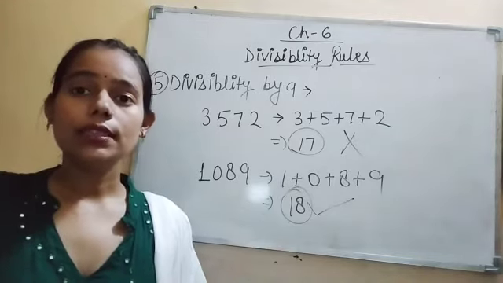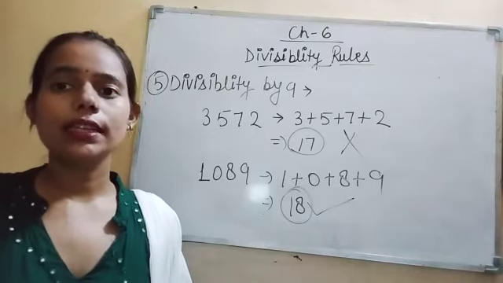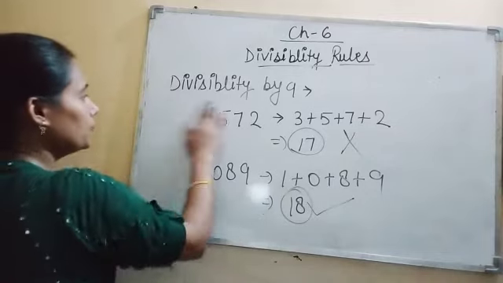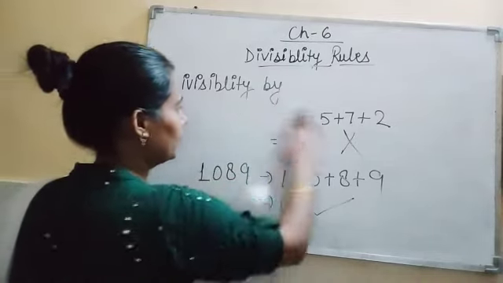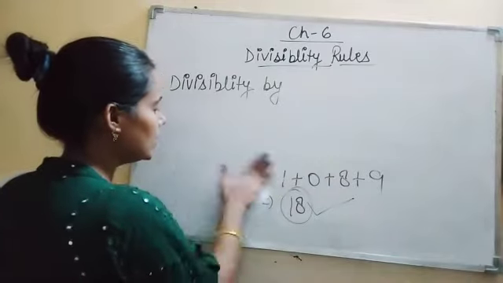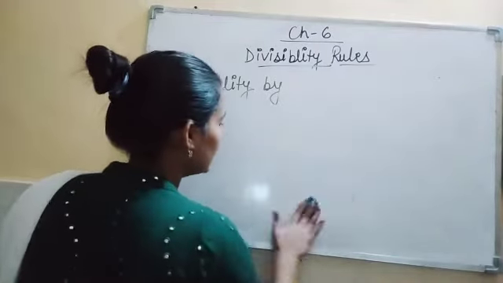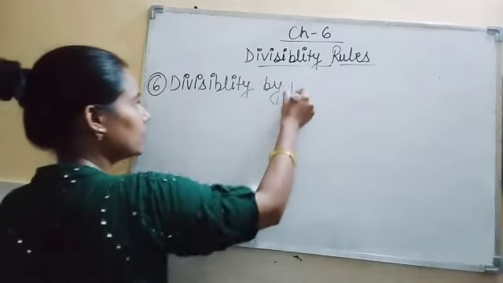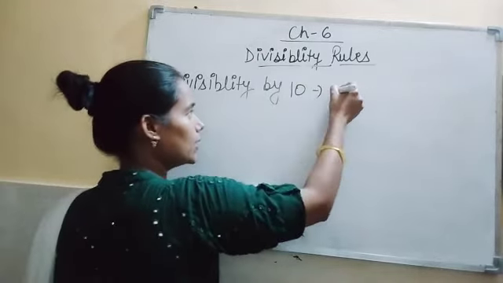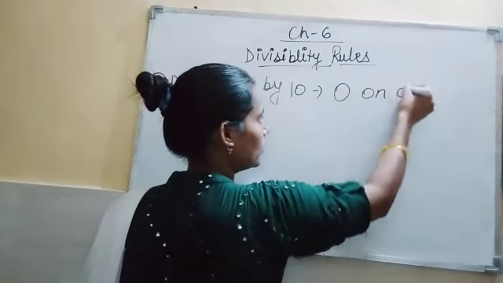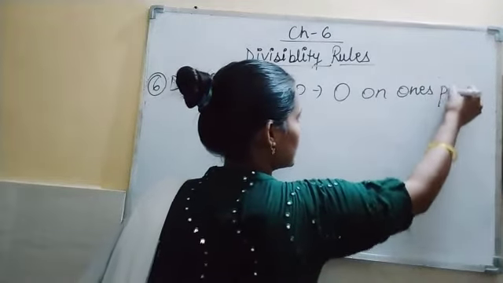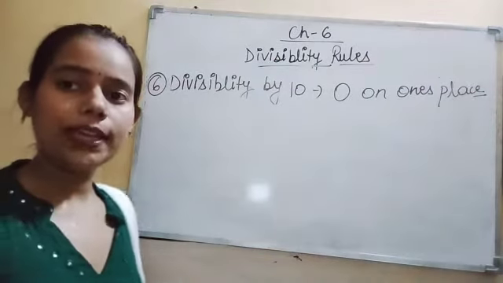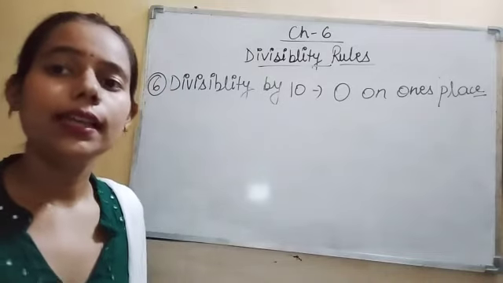So class, the last rule is given there, which is related to 10. It is a very simple rule and it is similar to 5. So in 5 class, we need 0 or 5 on the ones place, but for 10 we need 0 on the ones place. If we have 0 on the ones place, then it is completely divisible by 10.